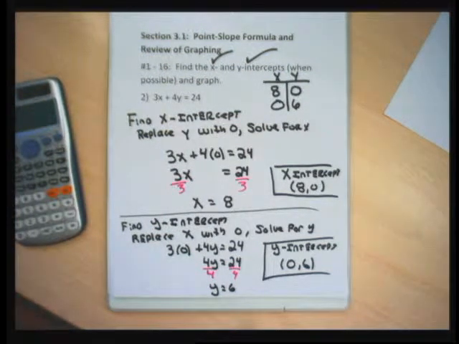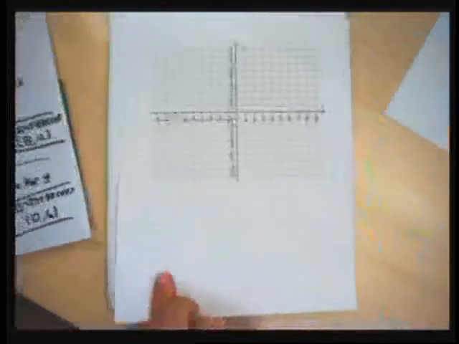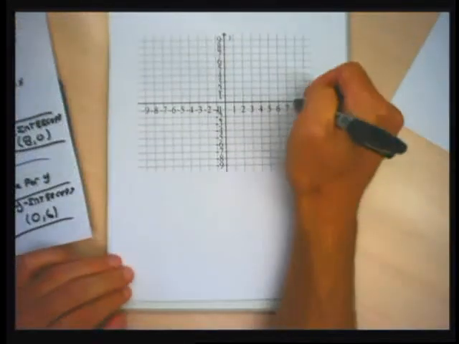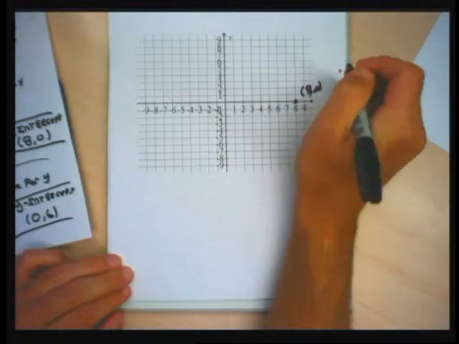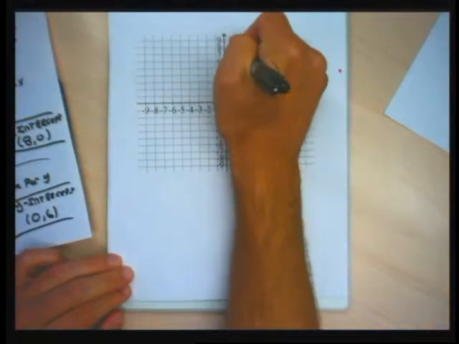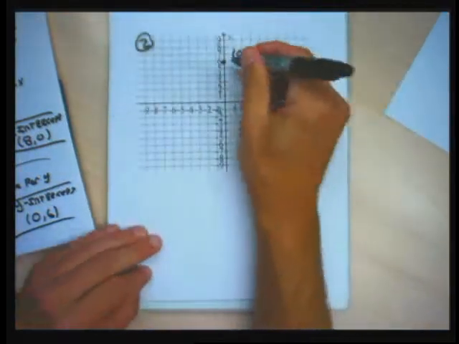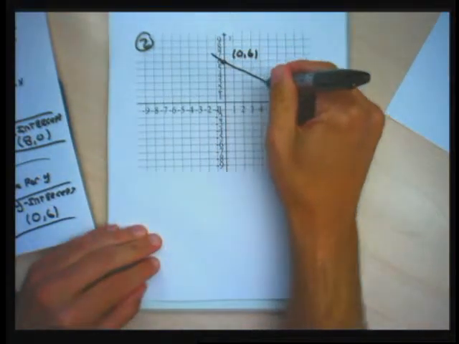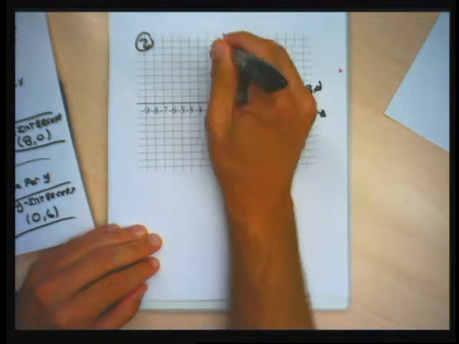and the least amount of points you can have to sketch a line is 2. I have 2 points. I'm not going to try to find a third point because it's not easy to do. I'm going to plot the intercepts. So here's the point 8, 0. Here's the point 0, 6. So that's finishing up problem 2. And I'm just going to connect them. I'm not even using a ruler.